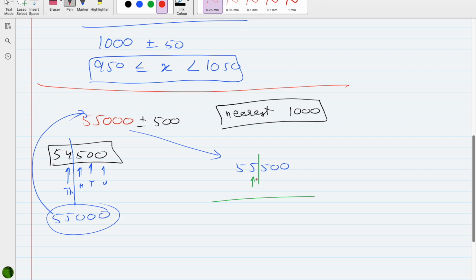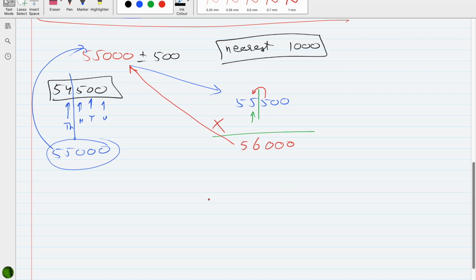So when I round this to the nearest 1000, what do I get? This will become 56,000 because of that 5. But the actual answer was 55,000, not 56,000. So that is why we write that 54,500 is included and the upper limit 55,500 is not included. So basically what I can do is reduce 1 and write 55,499 if it is a number of people.